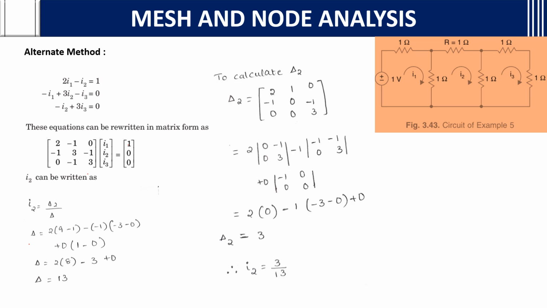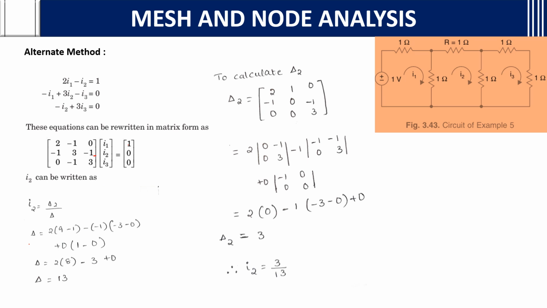Delta 2 is nothing but you want I2. I2 means what we need to do? We need to replace this second column with 1 0 0. This right column. Now we will see how it looks: 2 minus 1 0. The second column is replaced by 1 0 0 and the third column is the same, 0 minus 1 3.